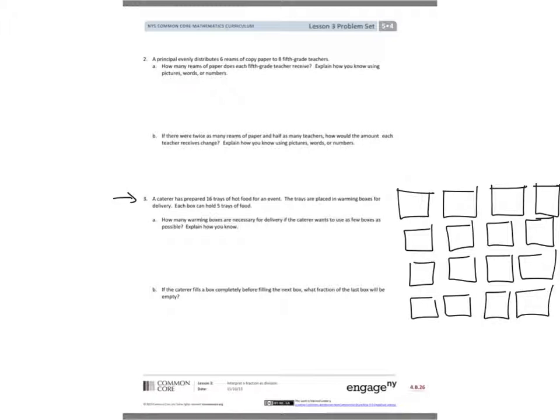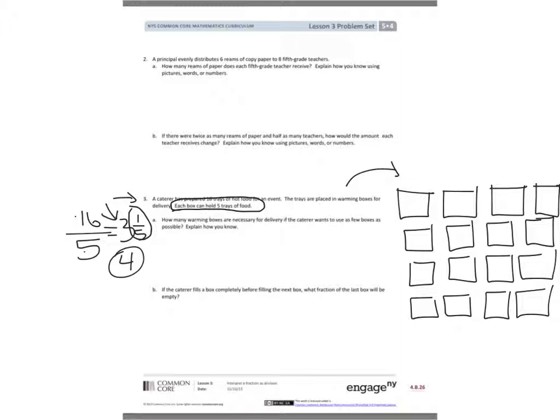Then we'll read, the trays are placed in warming boxes for delivery. Each box can hold 5 trays of food. How many warming boxes are necessary for delivery if the caterer wants to use as few boxes as possible? So our fraction here is 16 divided by 5. And if we convert that, how many 5's go into 16? 3, 1 left over. I think they're going to need 4 warming boxes because 3 of them will be full and the last warming box will only have one tray in it. But we're going to prove that over here with our picture.